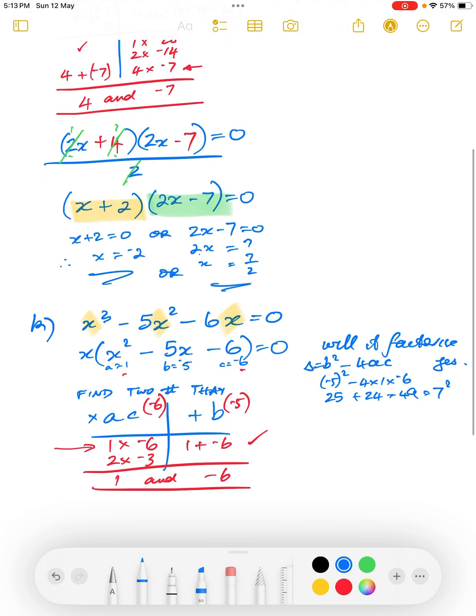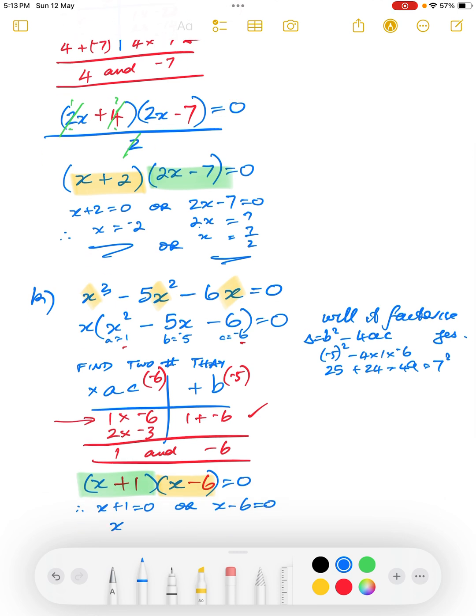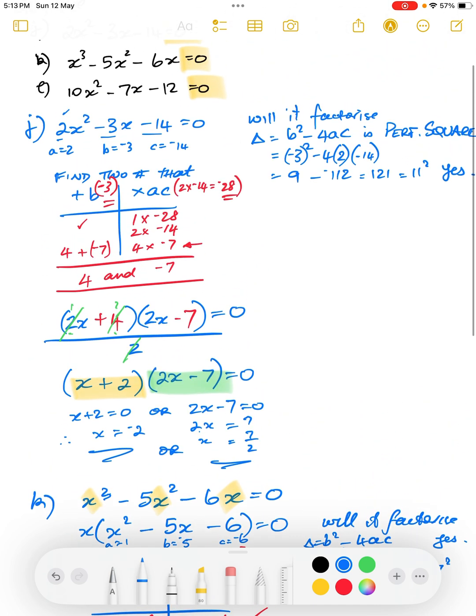So because a is 1, we can simply put the two brackets x, x, and then put that 1 here, put that minus 6 in there. And we've factorized. The thing is here we've got two brackets. They multiply to equal 0. So we could say therefore x plus 1 equals 0, x minus 6 equals 0. Take the plus 1 across to be minus 1. Take the minus 6 across to be 6. And we've got our two solutions. Great.